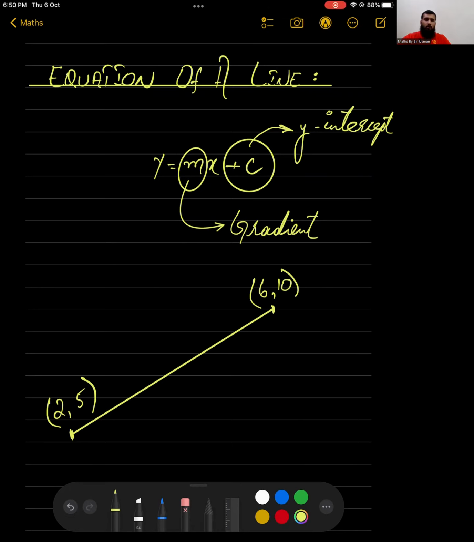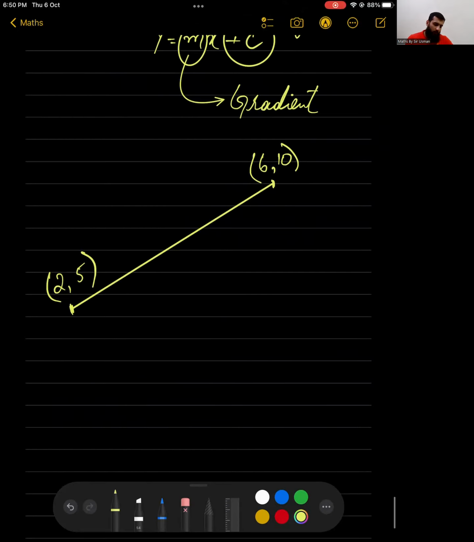सो व्हाट आई नीड टू डू इज आई फर्स्ट नीड टू फिगर आउट द ग्रेडियंट. मैंने ग्रेडियंट फिगर आउट करना है सबसे पहले. So this is going to be y2 minus y1 divided by x2 minus x1. Can any one of you tell me the value of y2 and y1? Yes, what will be the value of y2 and y1? 10 and 5. Very good. So we'll subtract 10 and 5. And can any one of you tell the value of x2 and x1? 2 and 5.